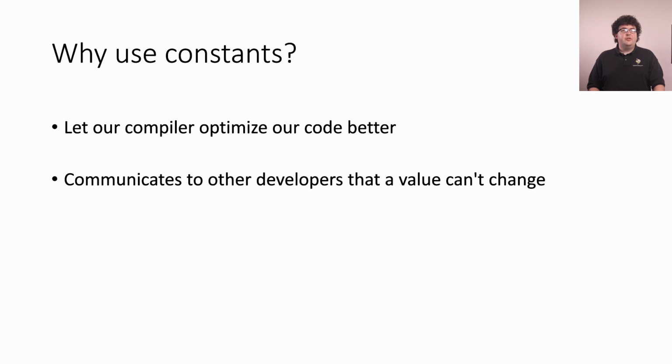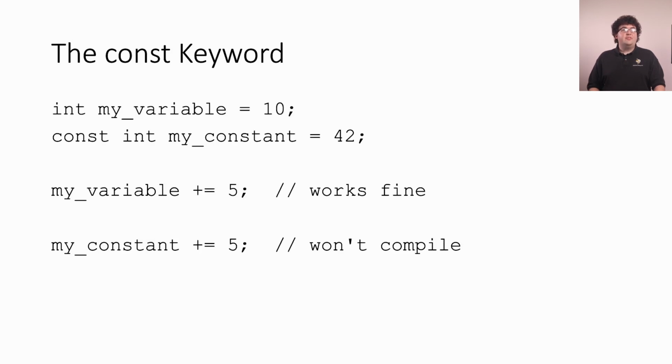For these reasons and more, it's important that we're able to indicate in our code that a variable isn't going to change. And we do this with the const keyword. When declaring a variable, we can decorate its type with this keyword to tell the compiler that it should not allow any code that would change the variable's value.